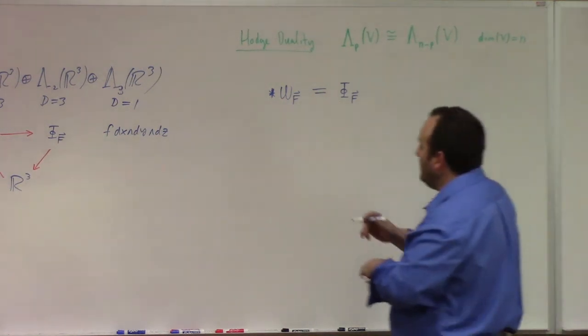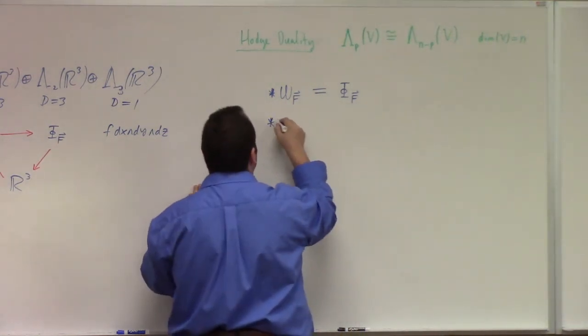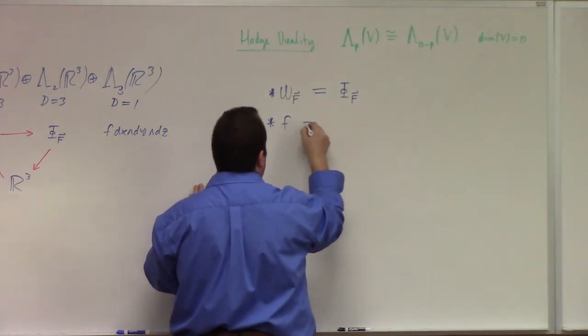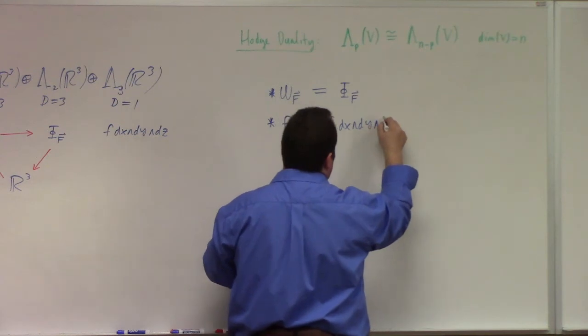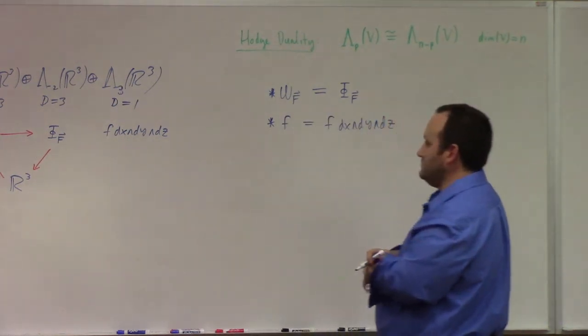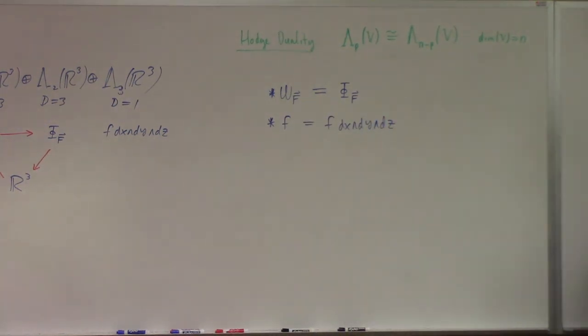And the Hodge dual of a function is the function with dx wedge dy wedge dz, in R3 with the Euclidean metric. If the metric is not Euclidean, other things happen. But it's actually kind of fun.